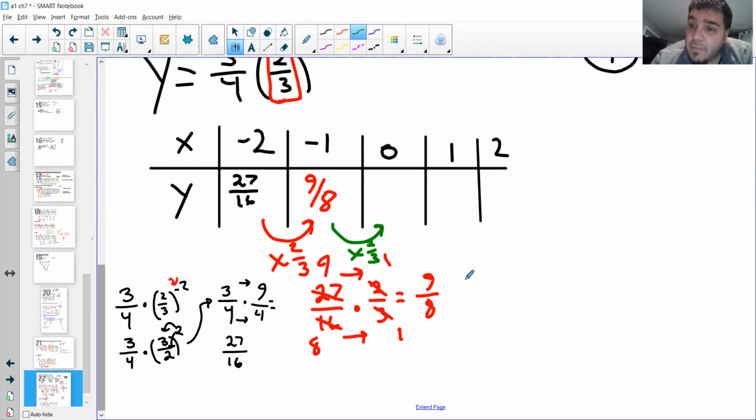Next step, I'm going to multiply again 9 over 8 by 2 over 3. You multiply straight through, but hey, I can simplify again. Cross this out, cross this out. This is 1 and this is 3. Cross this out, cross this out. This is 1 and this is 4. That gives me 3 over 4.